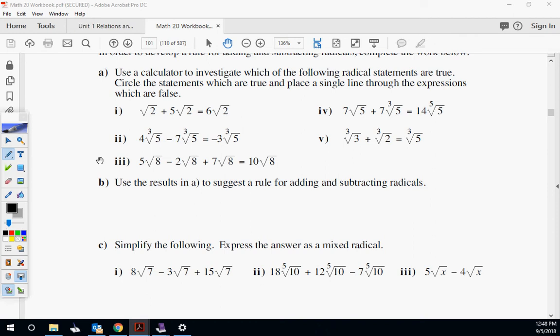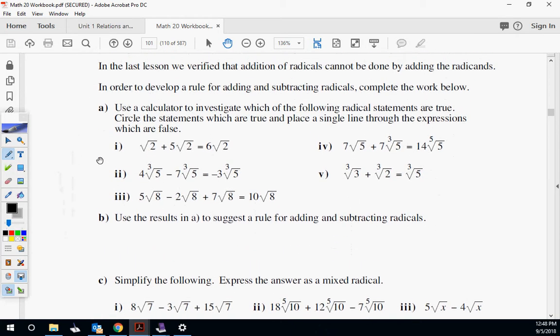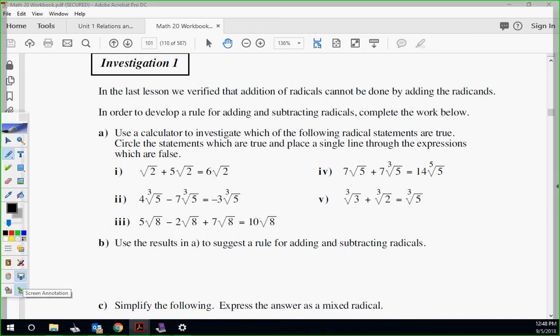Unit 1, Lesson 2. Okay, looking for adding, subtracting radicals, concentrating on the like term idea. So let's look at Investigation 1. Last lesson we verified the addition of radicals. Remember we talked about how you can multiply and break them up, but you can't do that with addition. Remember the little property we looked at? So think about here as well.